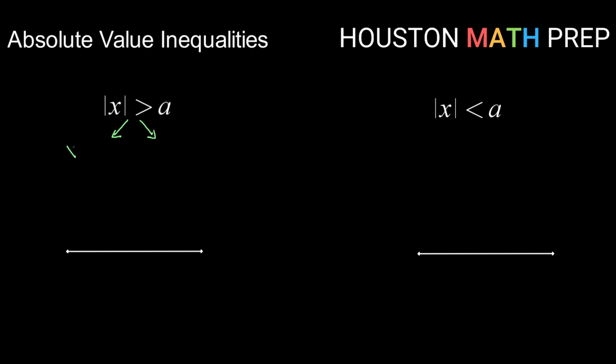So this will give us x is greater than a, so dropping the absolute value and keeping the positive, and then x being related to negative a. But because we are working with inequalities, whenever we bring in that negative, we need to flip the direction of the symbol. So our second statement is going to say that x is less than negative a.